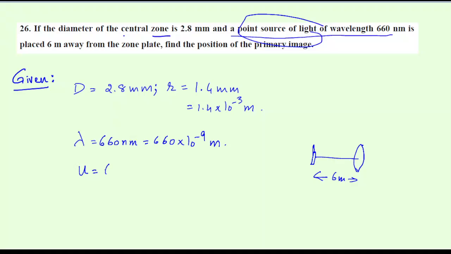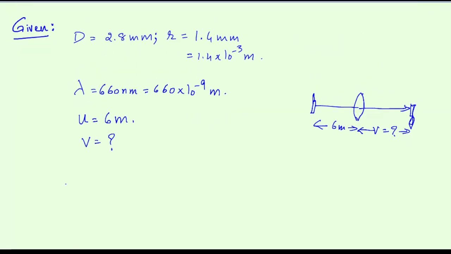U is 6 meters. Find the position of the primary image. You are supposed to find out what is v. So v is equal to question mark. Now you know what to do, right? You have to just use the formula 1 by f equals 1 by u plus 1 by v. This is our popular relationship between focal length, object distance and image, right?